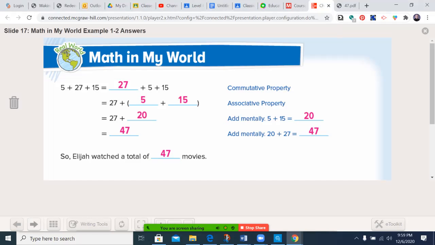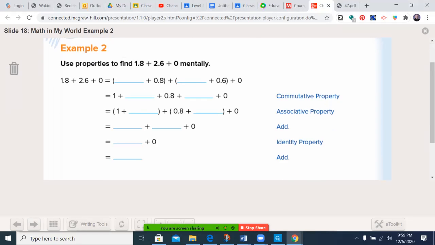And you see the answers here, same as what we had. Example 9, this is now found on 342, the top of the next page. Right under the yellow where it says the identity property of addition states that the sum of any number and 0 equals a number. So I have 1.8, 2.6, and 0.